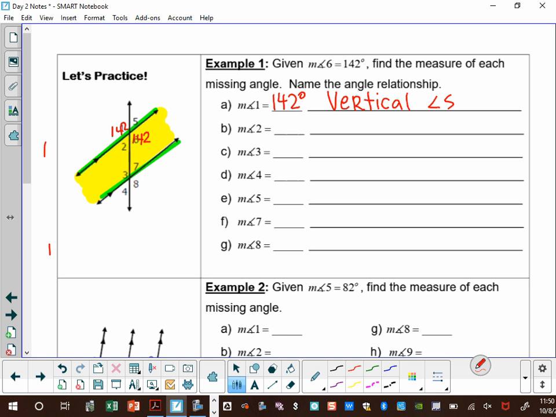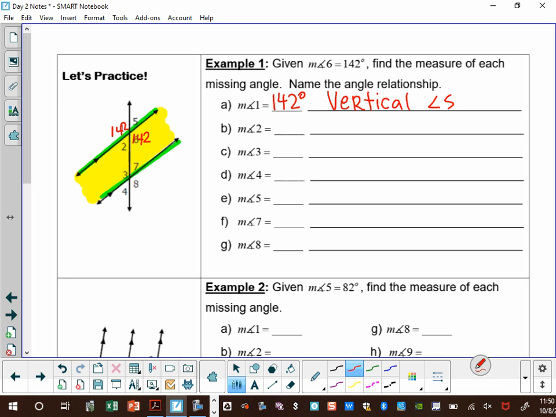All right, let's look at angle 2. How can I figure out angle 2? You guys see that 2 and 6 are side by side? Okay, if they're side by side, they're a linear pair, which means they both add up to what? What'd you say? Both angles add up to 142? No. If angles are side by side, it's a linear pair, right? A linear pair equals what? What's our magic number? 180, thank you.